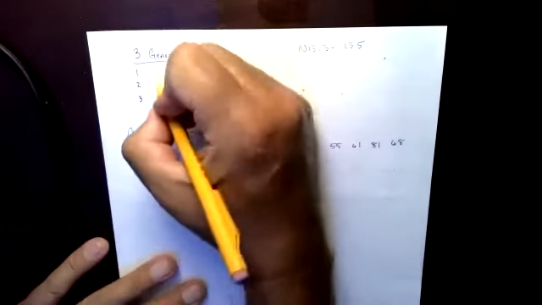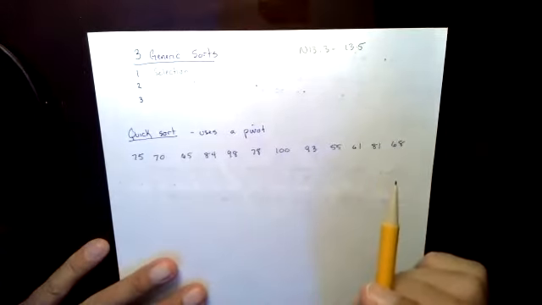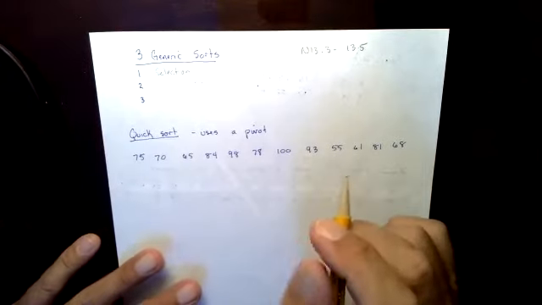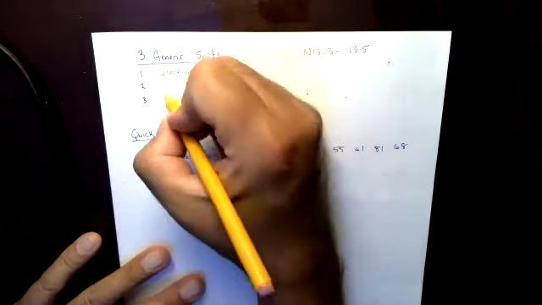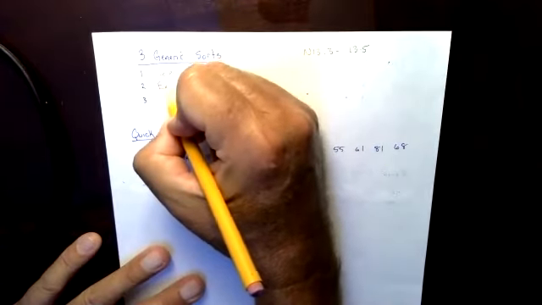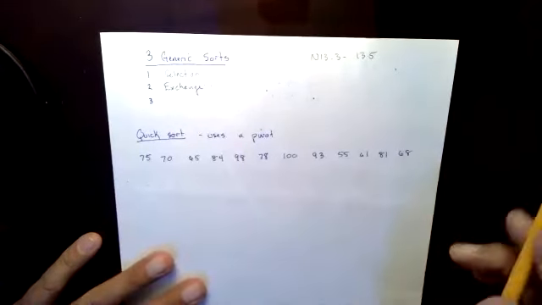Selection. Selection, yeah. I selected a value and moved it to the spot I wanted it to be in. The bubble sort, what were we doing with the side-by-side ones? We were swapping, we were exchanging. A better word might be an exchange sort.